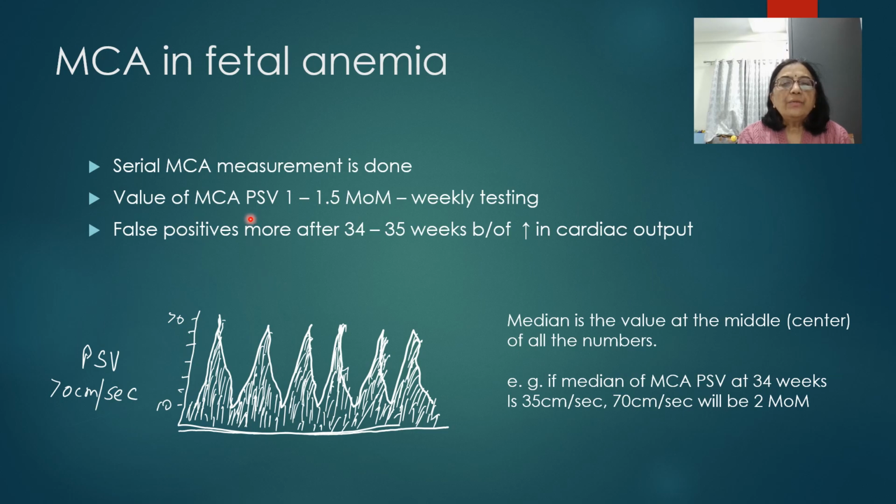In patients, whenever there is a fetal anemia, serial middle cerebral artery measurements are to be done. And if the value is between 1 to 1.5 MOM, then weekly testing is indicated. What we should be cautious about is that whenever gestational age goes above 35 weeks, false positive results might be there, because naturally there is also an increase in cardiac output at this gestational age, and we should be more careful while interpreting the MCA PSV after 35 weeks of pregnancy.